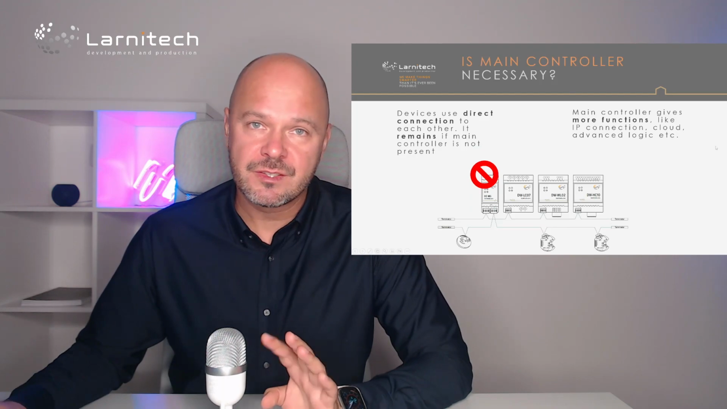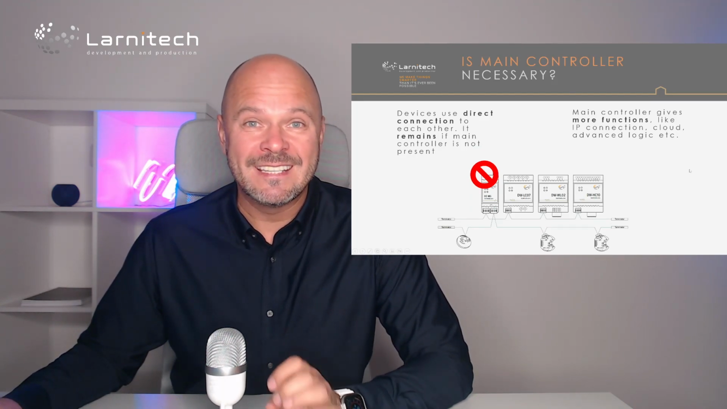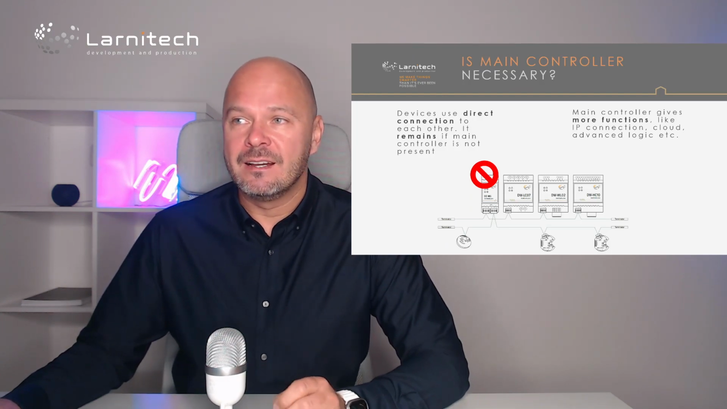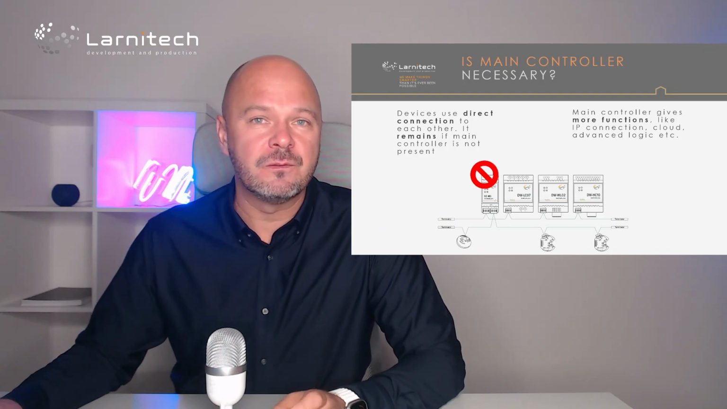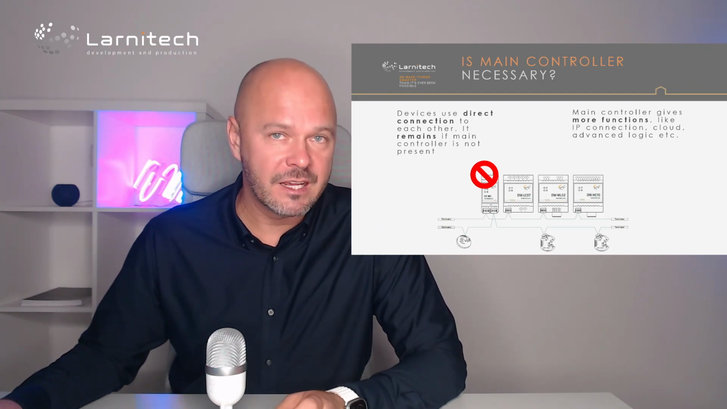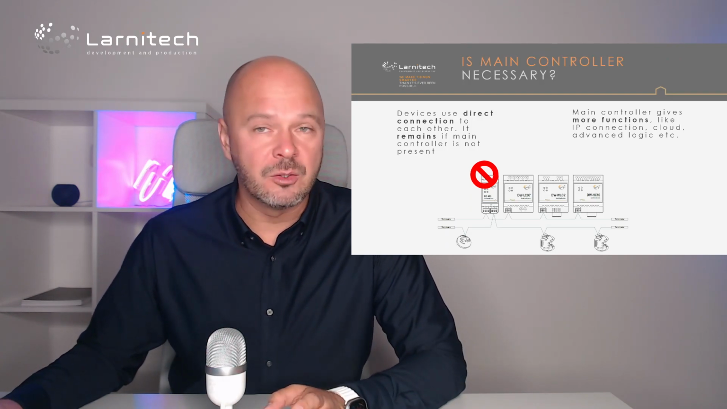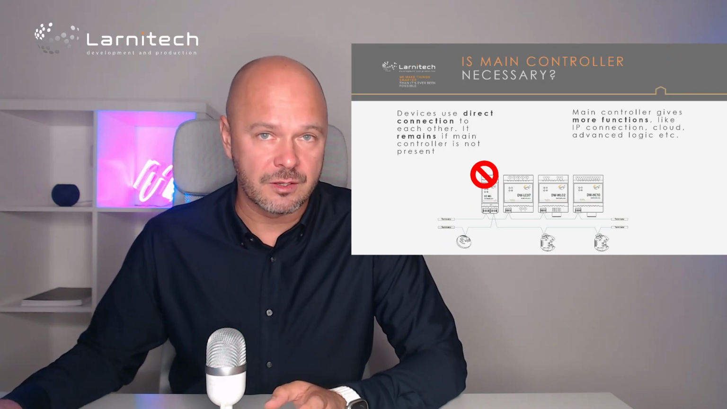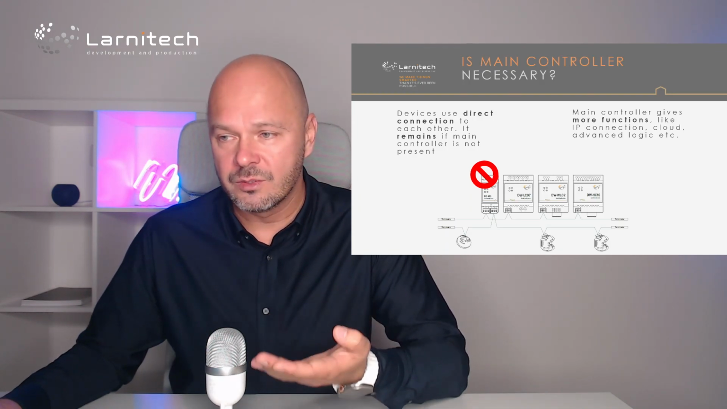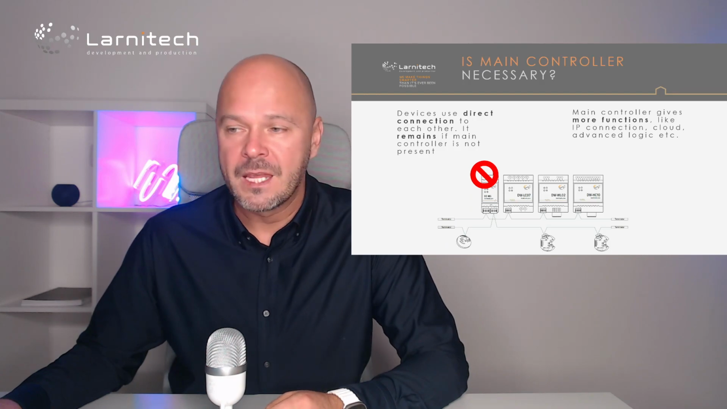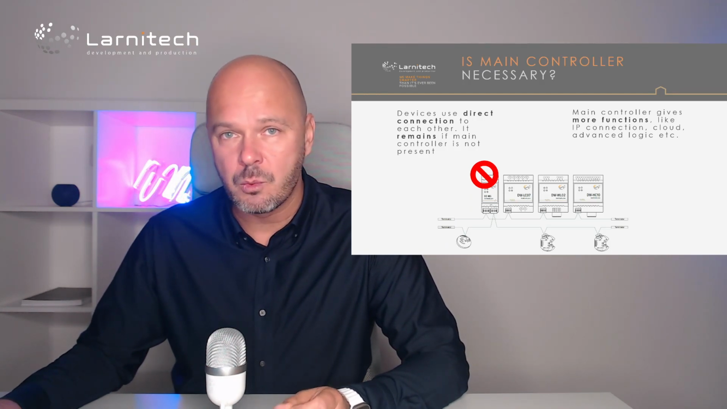Two more questions at the end of this part. Is the main controller necessary? The main controller gives you additional functions. IP connection is from the main controller, and cloud connection is from the main controller. And you can control the system from the app only if you use the main controller. But if you don't have the main controller, the system will continue working.